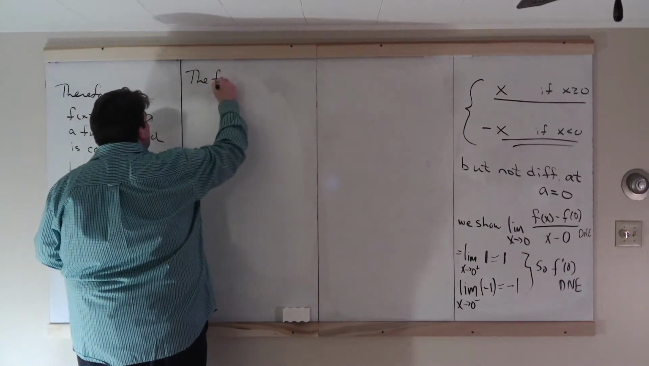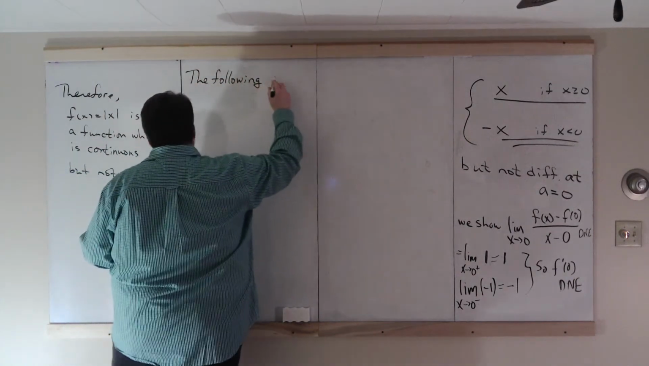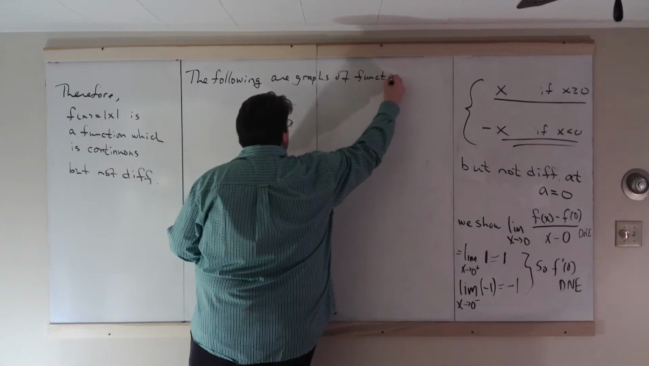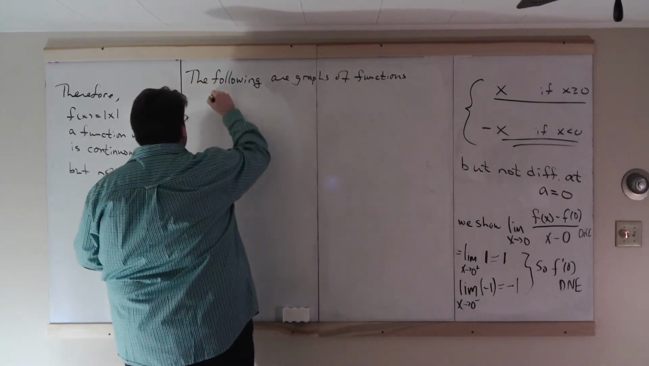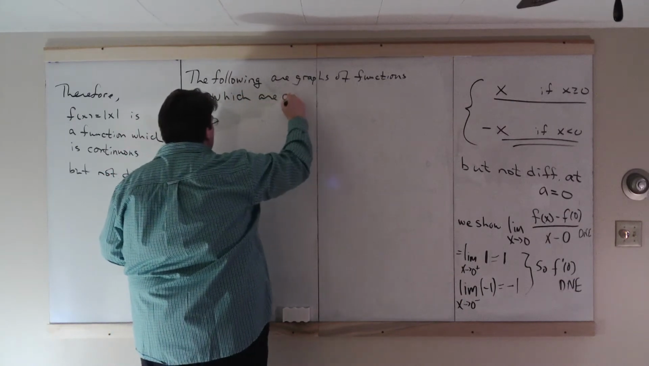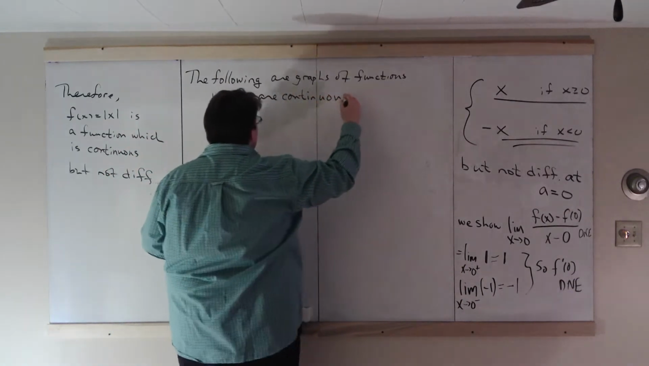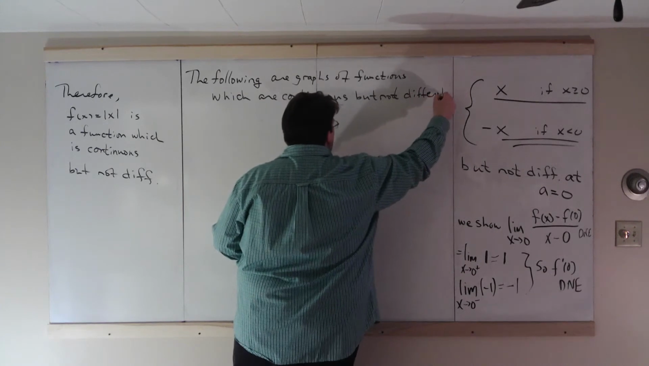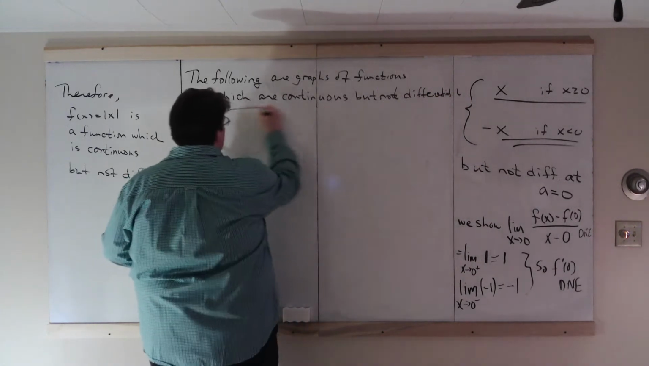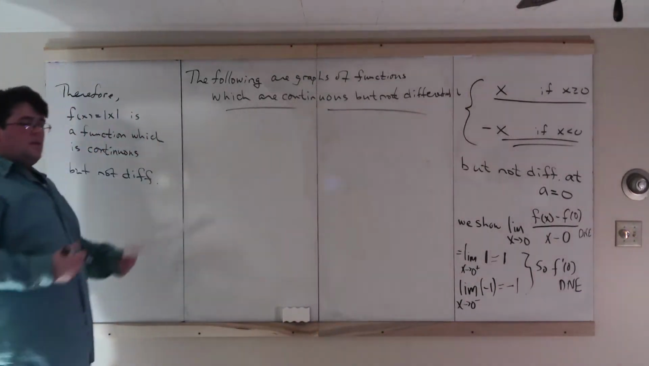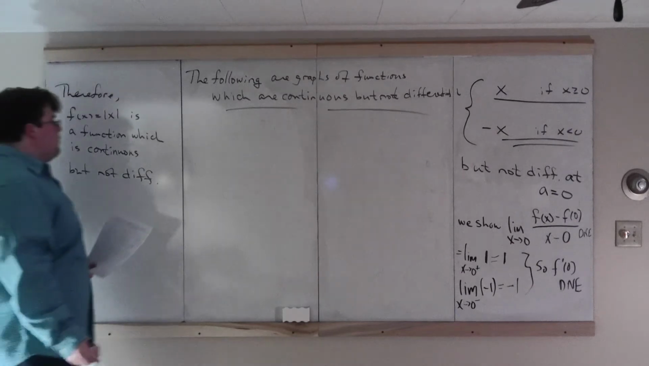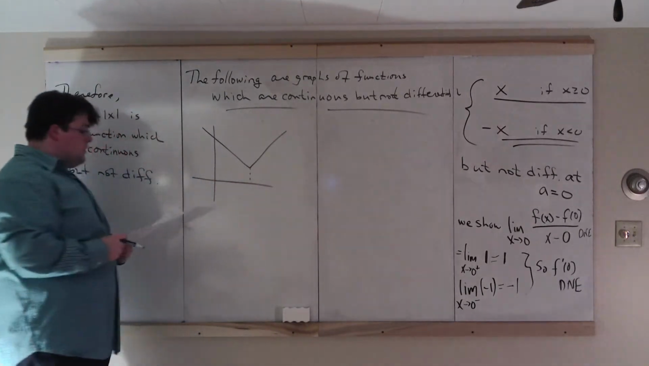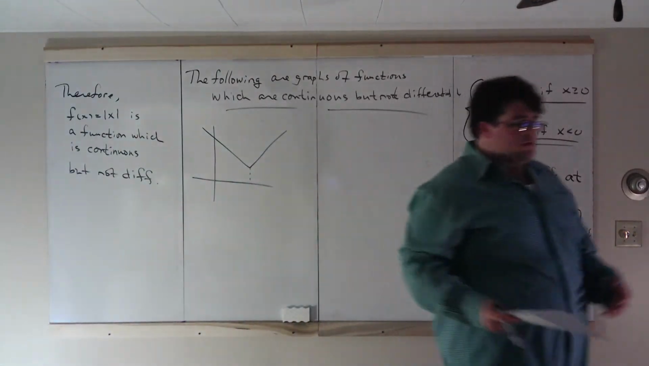The following are graphs of functions which are continuous but not differentiable. So the following are graphs of functions that are continuous but not differentiable. And these will be in the most general form. So first of all, what happened with the absolute value of x? Well, at zero, the absolute value of x had what's known as a corner point.